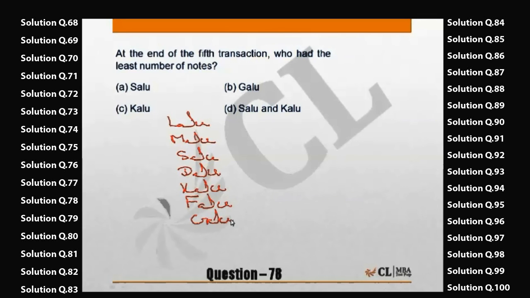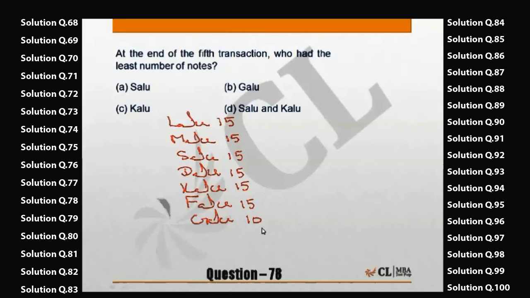And we already know the number of notes which these people had initially. So let's put the number of notes which they had against their names. Obviously the first 6 people had 15 each, and the 7th one, Galu, had 10. Now we shall start dealing with these conditions one by one.